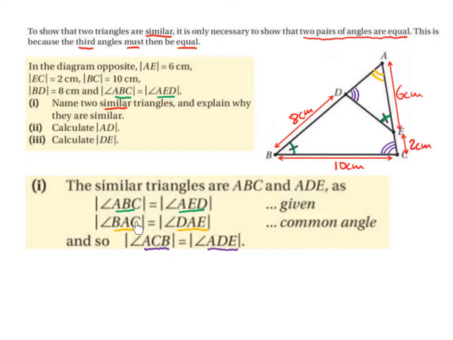The angle BAC is equal to the angle DAE, and that's done in orange, and they're definitely equal because they're a common angle. And so the angle ACB is going to be equal to the angle ADE. So this angle here, done in purple, must be equal to this angle here, also done in purple, because they're the remaining angles. We've already proven that two angles are the same, so the third angle must automatically be the same, because the angles in a triangle must always add up to 180 degrees.